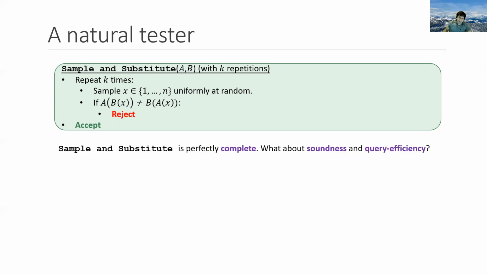Now, sample and substitute has perfect completeness. That is, if A and B actually do commute, the algorithm is guaranteed to accept. The question now is, what about soundness and query efficiency? It makes sense that the larger k is, the more likely it is that the algorithm would be able to detect that A and B are epsilon far from commuting. The question is whether k can be taken to be a function of just epsilon while achieving the epsilon soundness condition.